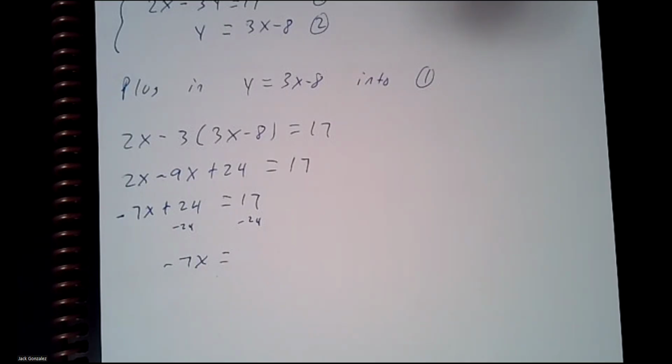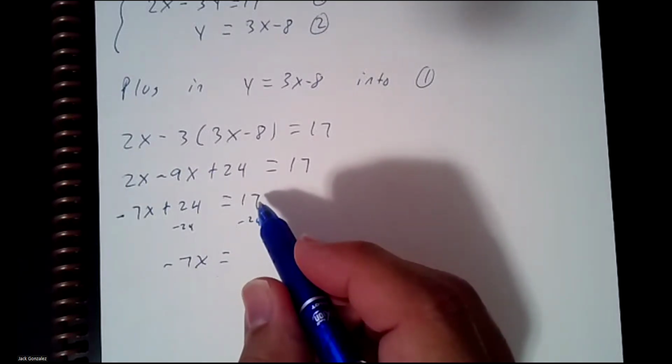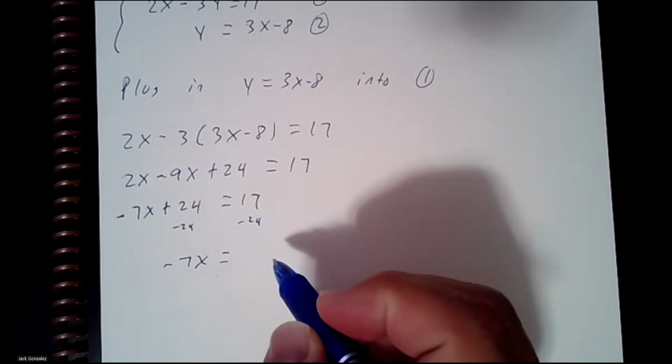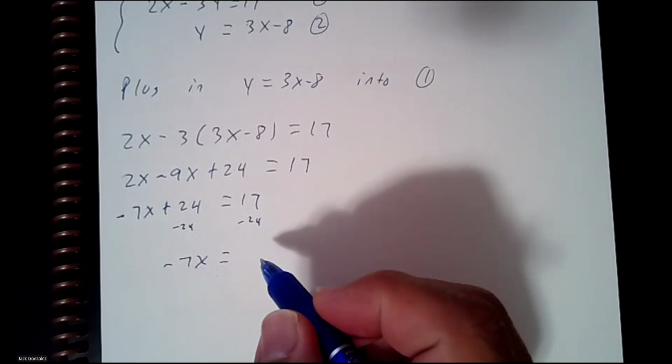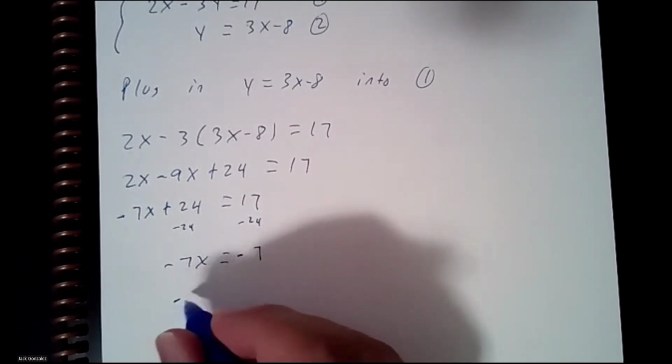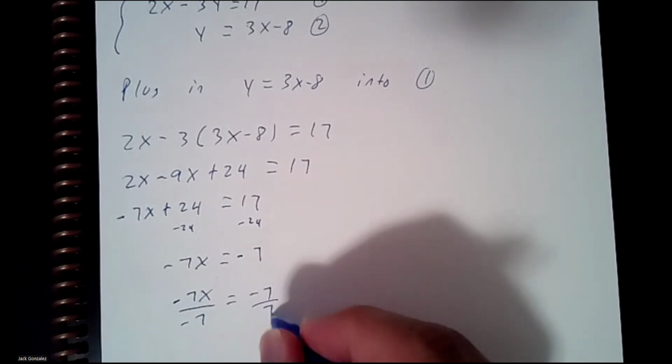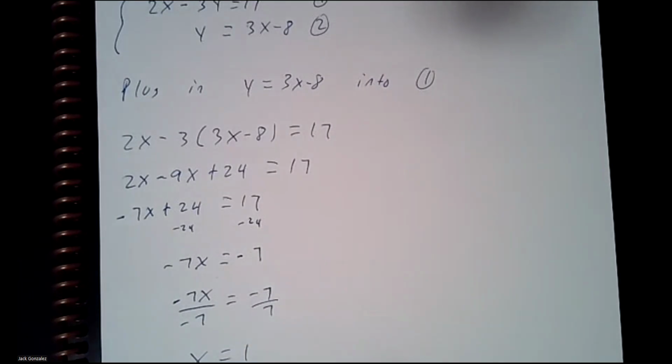1 second, sorry. Someone's trying to join the room. Oh, there it is. Okay. So 17 minus 24, that's gonna be what? -7. Divide both sides by -7. So now we have the x variable.